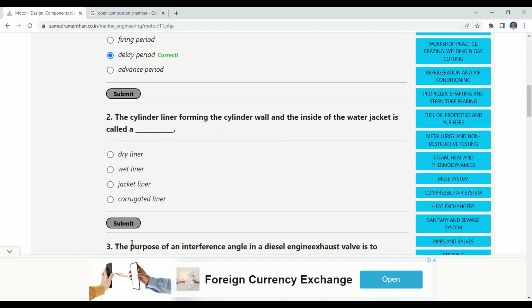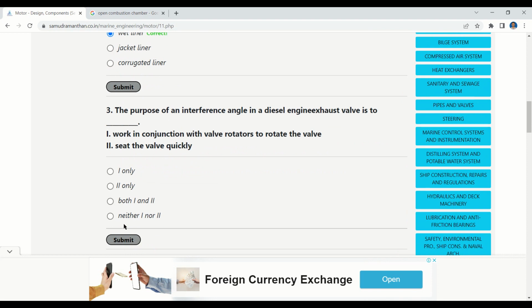Our next question is, the cylinder liner forming the cylinder wall and the inside of the water jacket is called. In case of water jacket, the liners are wet liners. So out of these four options of dry liner, wet liner, jacket liner, corrugated liner, the correct answer should be wet liner.